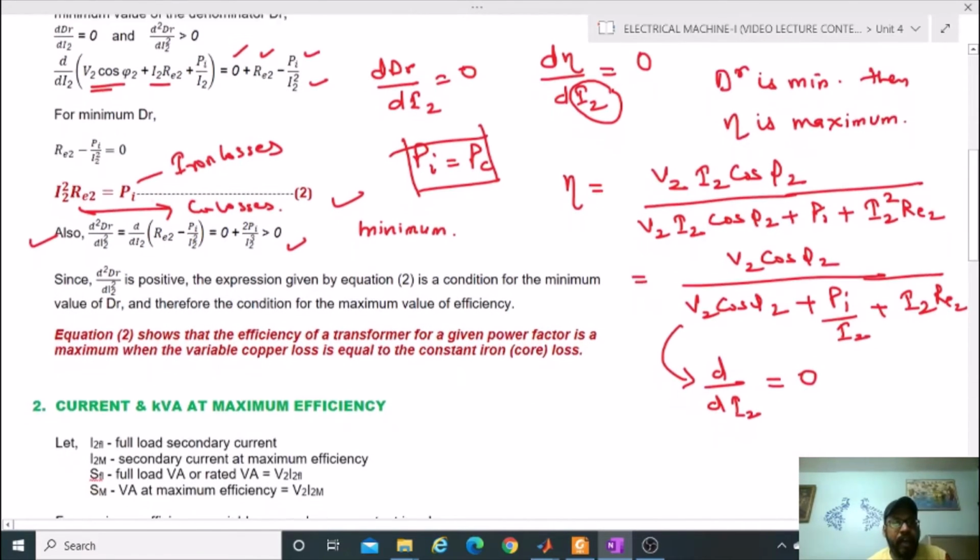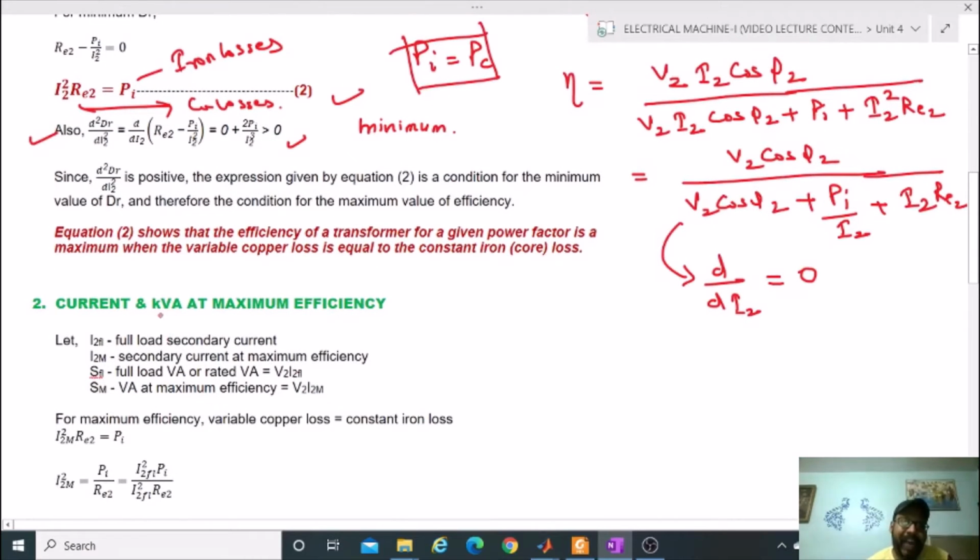Now we will derive the value of current and kVA at maximum efficiency. That is, what is the value of current when the iron losses are equal to the copper losses. For that we will assume that I2FL is the full load secondary side current, I2M is the secondary side current at maximum efficiency, SFL is V2 into I2FL, that is the full load VA or the rated VA, and V2 into I2M is the VA at maximum efficiency.